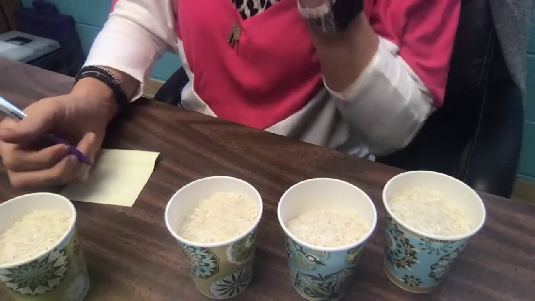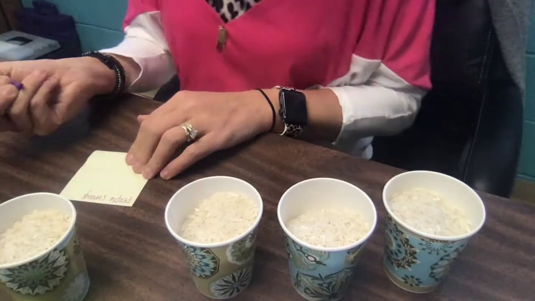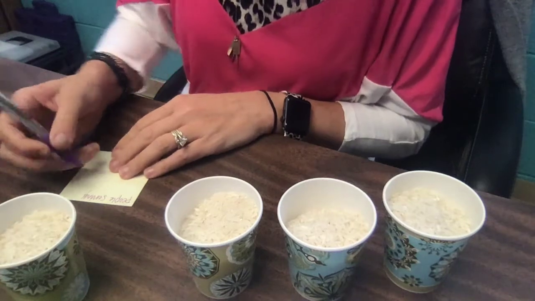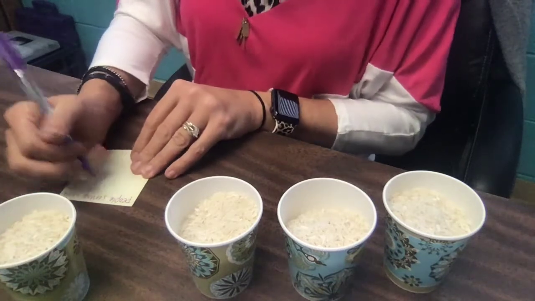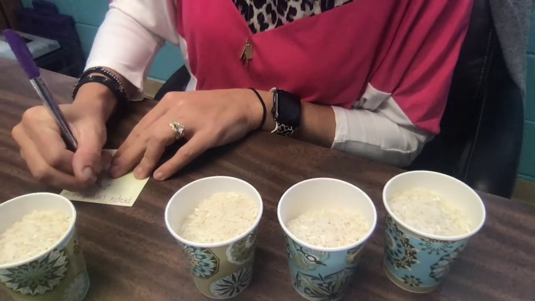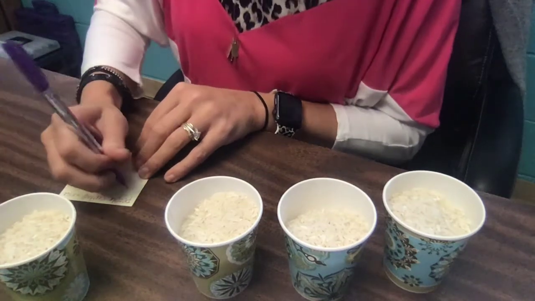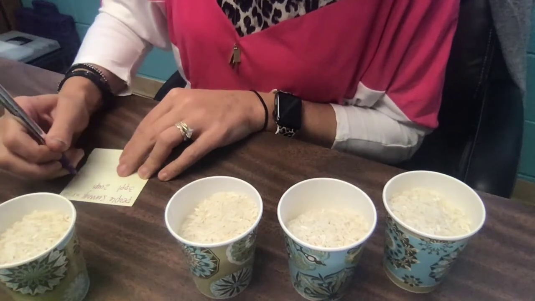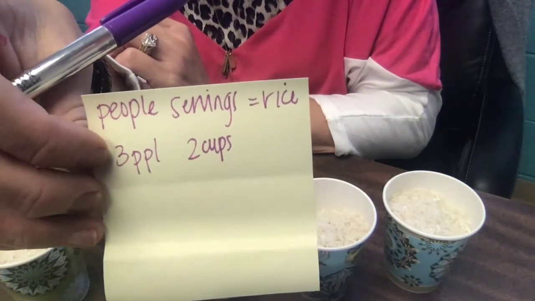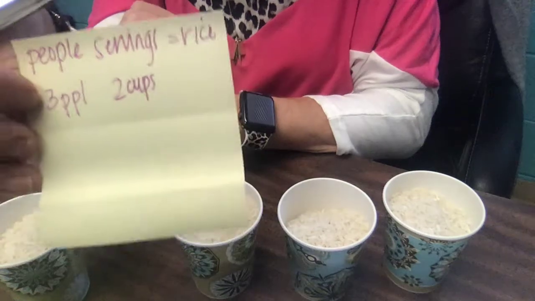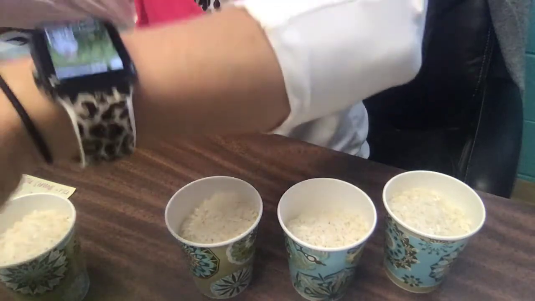So we've got our people and our servings, that means how much they get, and then how much rice there is. I want everybody to get 2 cups or 2 servings of rice. If I have 3 people, I want to think about how much rice that would be. If they're each going to get 2 cups of rice, how much rice would I need to fix? You probably know right off you need to fix 6 cups.